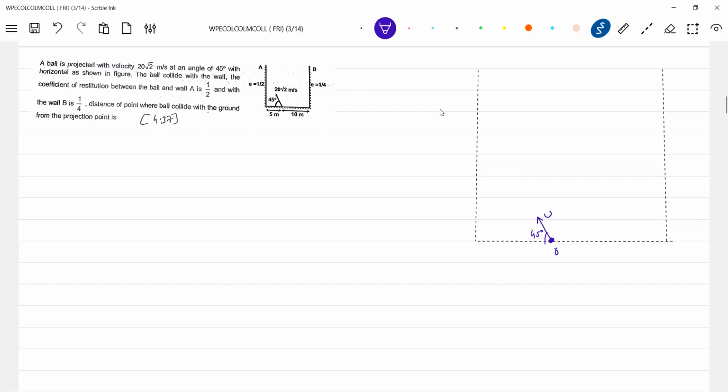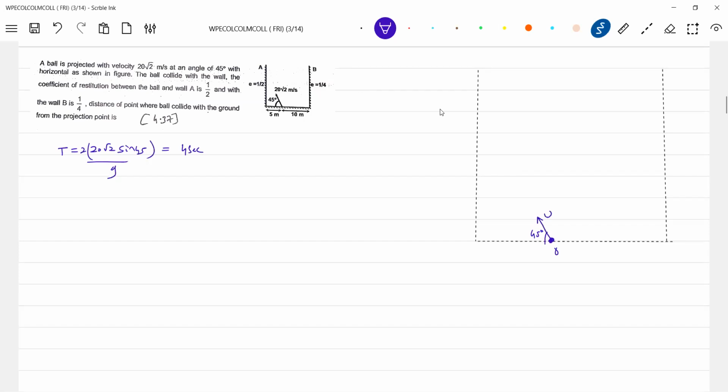Okay, it is projected from point O. They'll go and collide. So first we'll calculate the time period, the time of flight of this. This should be equal to 20 root 2 sine 45 by g. 4 seconds would have been the time of flight here.